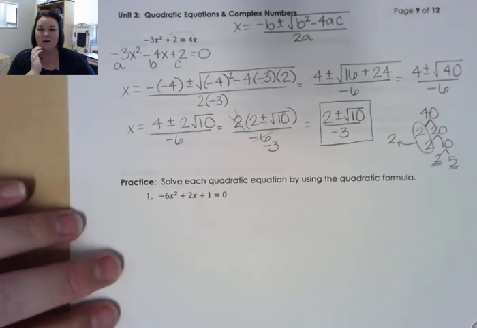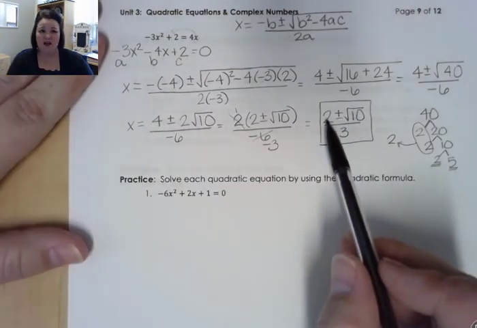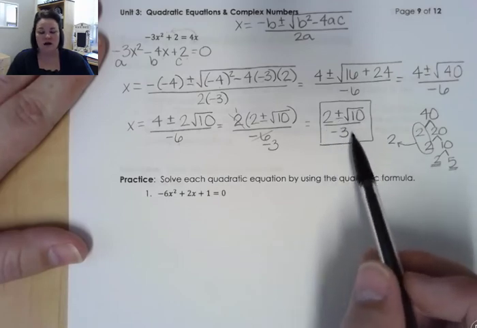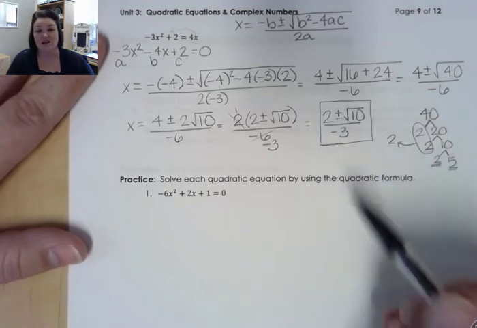Okay. I can't go any further because 10 is stuck under the radical and 2 does not have a radical, so those can't be combined. And I can't reduce anything because I would have to be able to reduce by all 3 terms, and they don't have anything else in common.